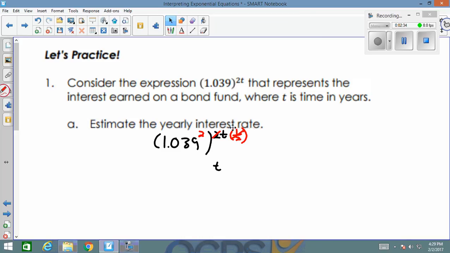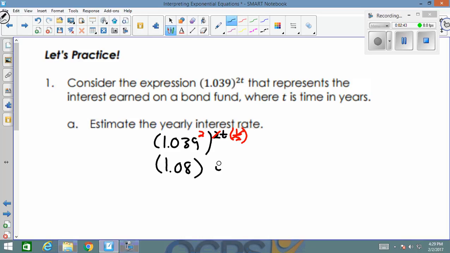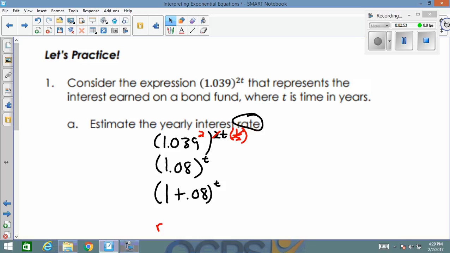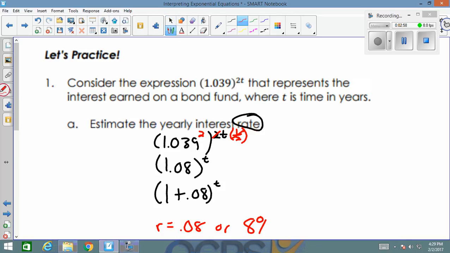And we do 1.039 squared, and I get 1.08 to the t power. And it's asking us for the rate. So remember, this can split to 1 plus 0.08 to the t. And our rate, or our r, is 0.08, or 8%.